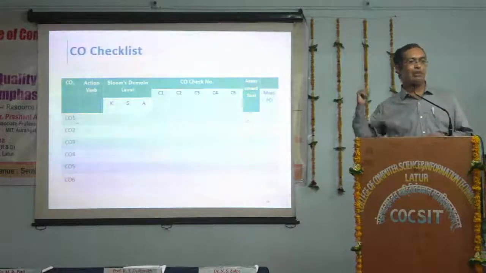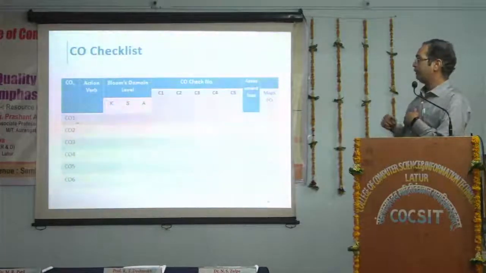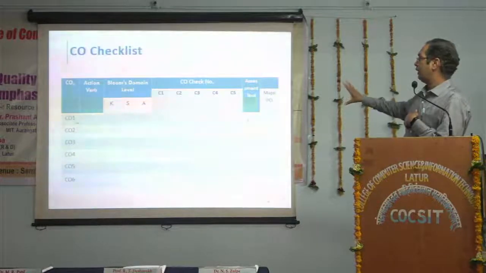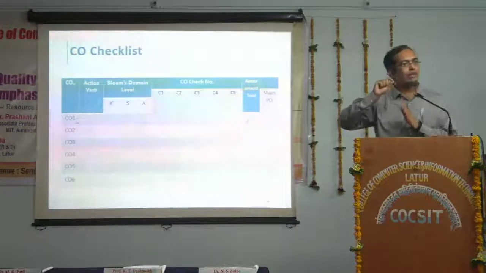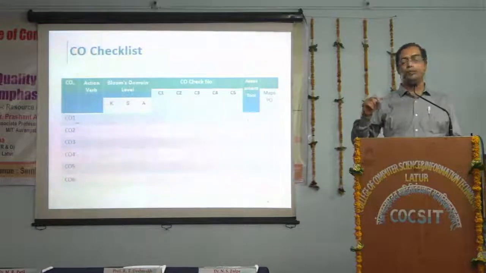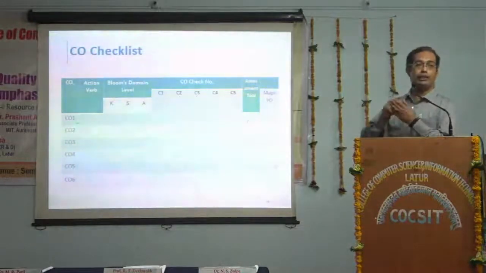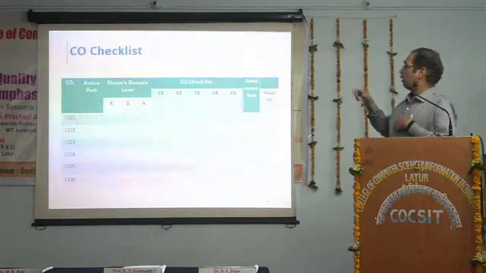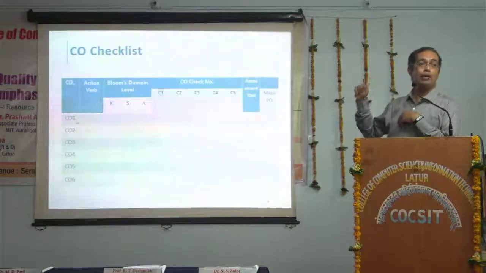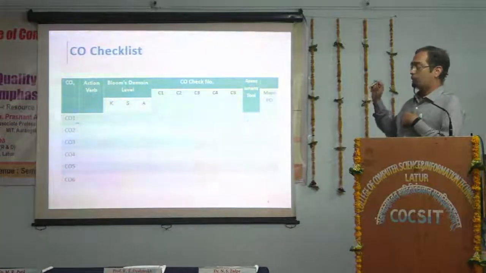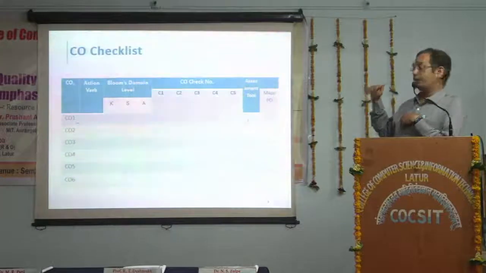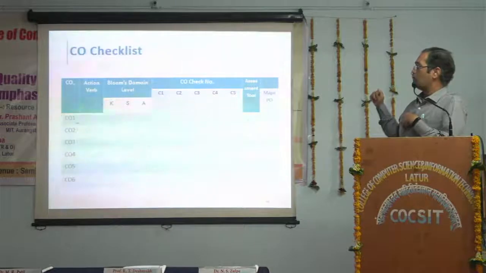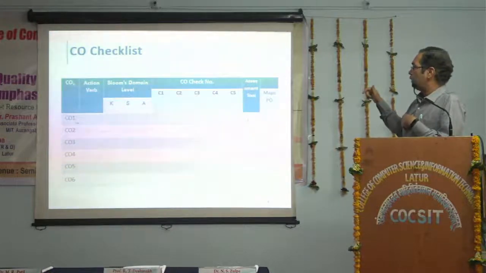I have given the same printout to your faculty, in which whenever you are forming the COs, you start with this checklist. For example, if I have a CO1, I need to check the action word, whether it has a single action word or 2 action words. I will tick mark in the domain in which I am framing that particular CO. First one is knowledge, right? Whether it is addressing that knowledge. Likewise, whether it is psychomotor or affective related, I will do that.